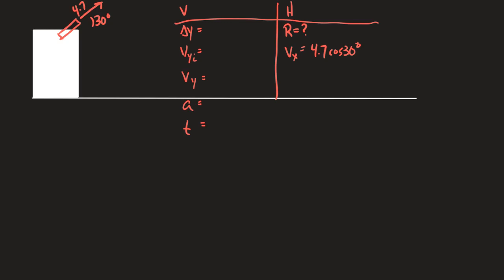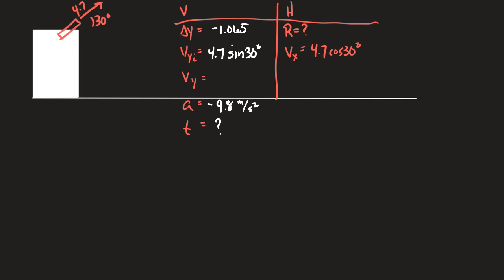shooting upwards 4.7 sine 30 degrees. But it's not going to change the height from the launcher to the floor. That's still going to be the same height, minus 1.065. Gravity's not going to change, 9.8 meters per second squared. So I need that to figure out T.